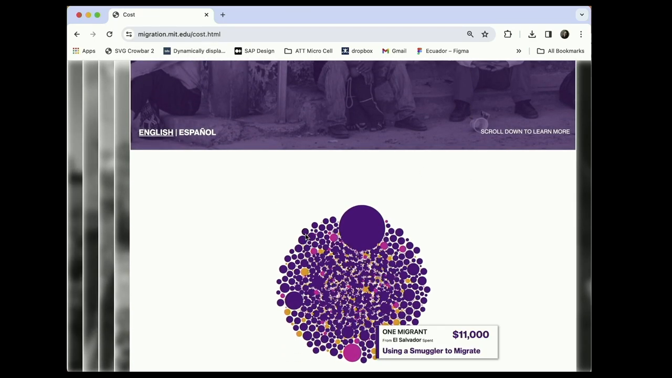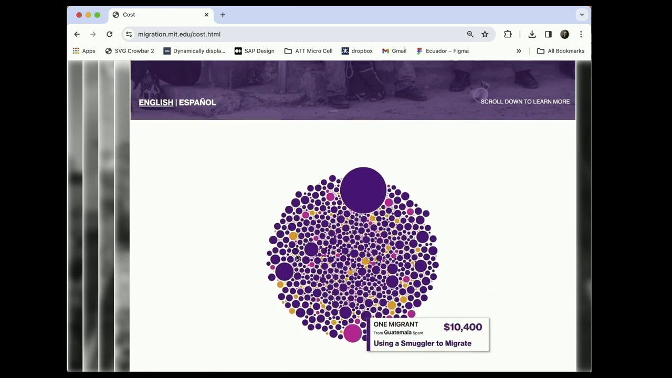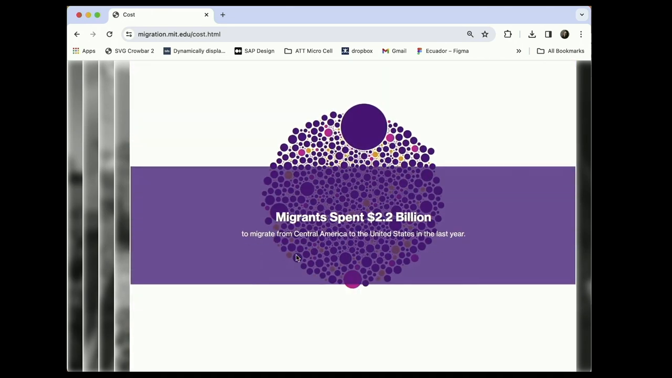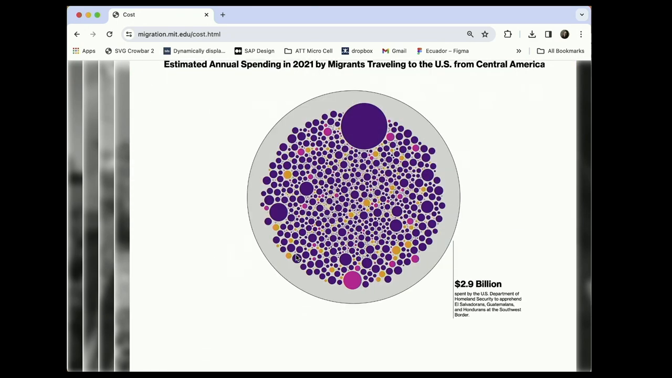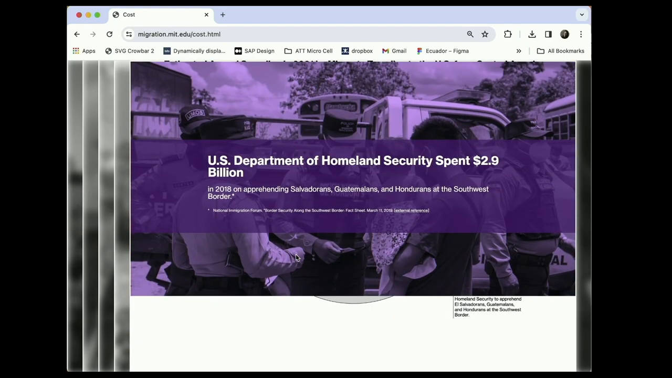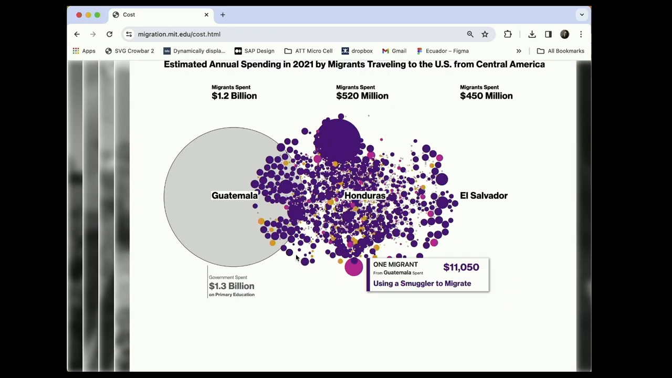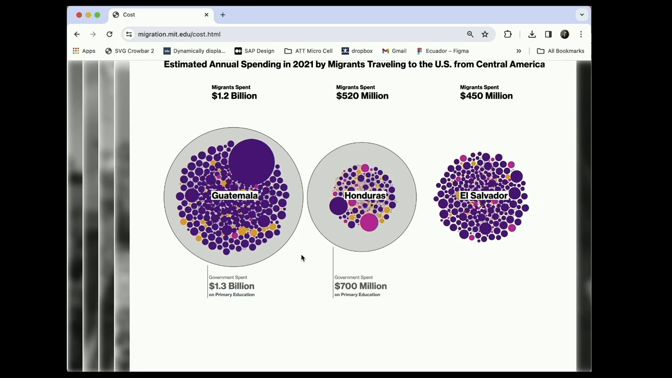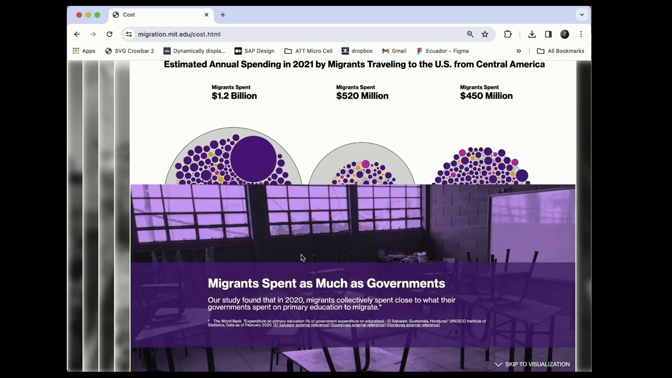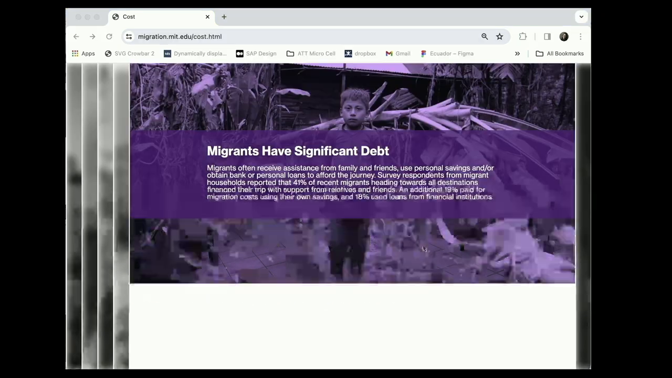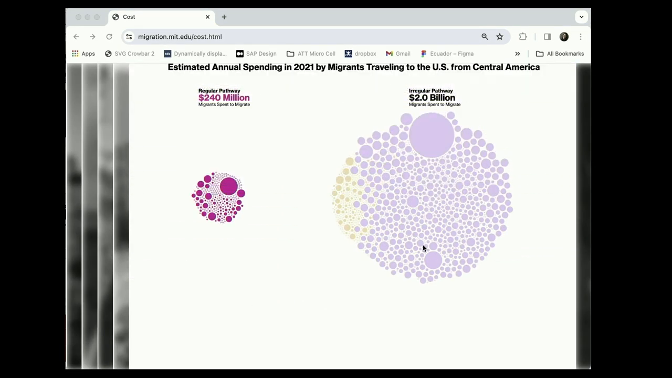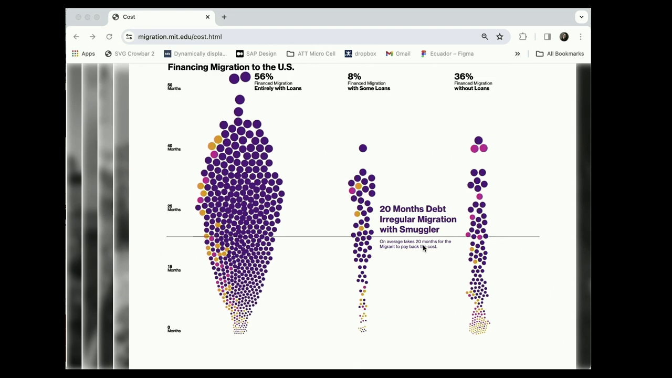But one of the biggest findings in our report, can you believe it, is that migrants in just 1 year spent $2.2 billion to migrate. Can you believe that we spend $2.9 billion to keep those same migrants out? And so one of the things we wanted to show is that migrants are also spending collectively as much as their countries are spending on primary education in the hope of a new life. The cost of migration to them was really significant. Migrants take on extreme debt.